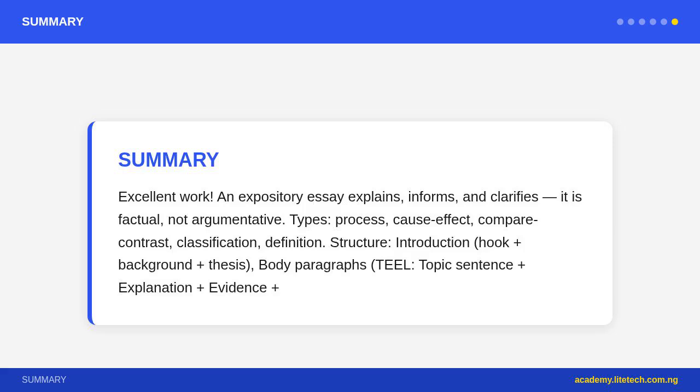For homework, write a 250-word expository essay on the topic. Explain the process by which a bill becomes law in Nigeria. Use at least 3 body paragraphs, one for each stage of the legislative process.